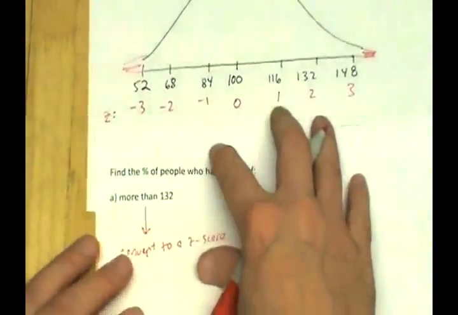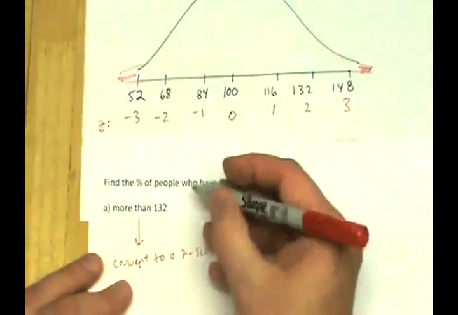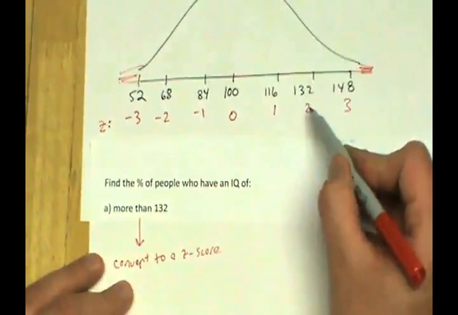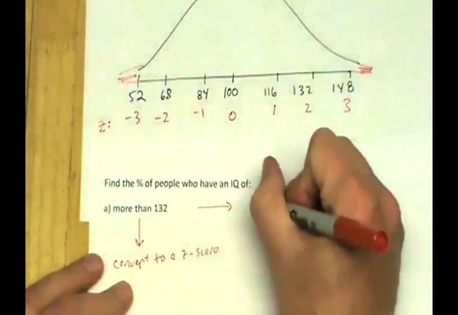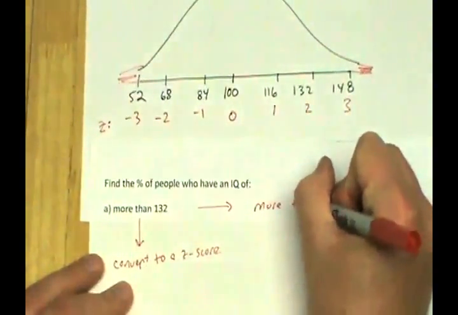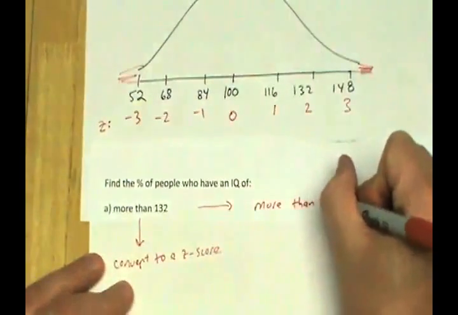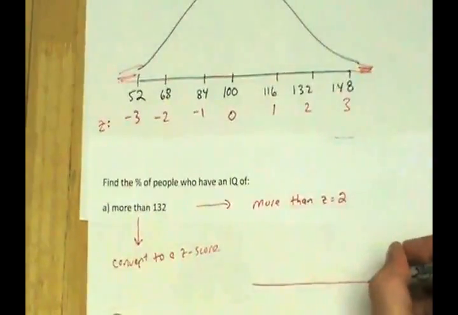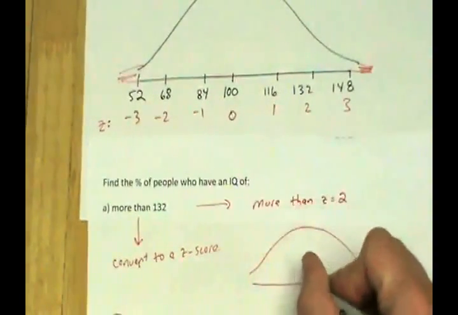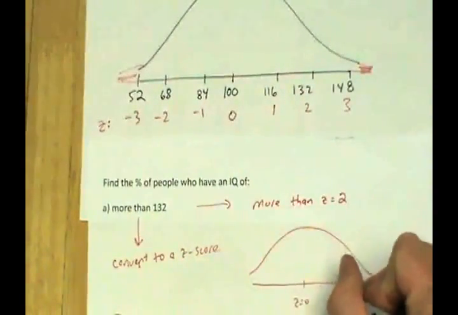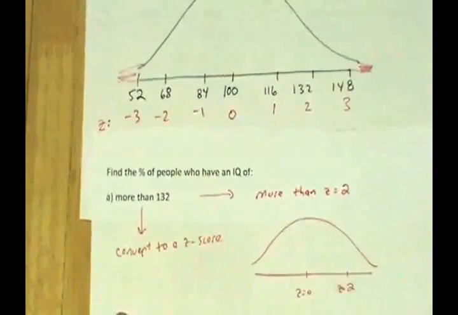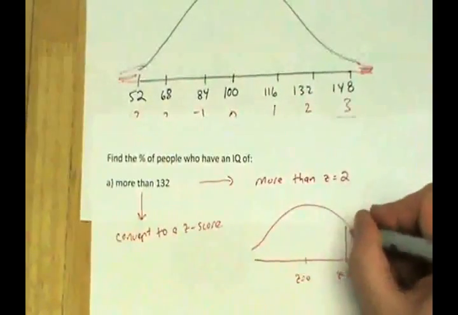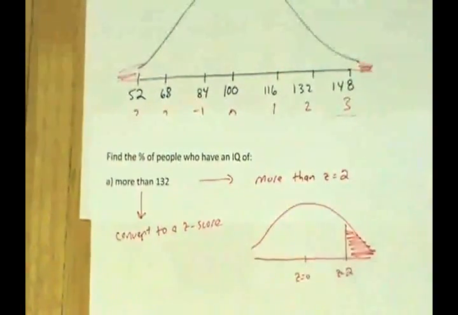So when we're saying more than 132, if we look at our chart here, 132 is exactly a z-score of 2. So we can change this question to say, what percentage of people have an IQ more than a z-score of 2? And now we can answer it because we can just draw ourselves a bell-shaped curve. There's my z equals 0. There's my z equals 2. Okay. We want more than 2. And we're right back to the lesson we just did a second ago.